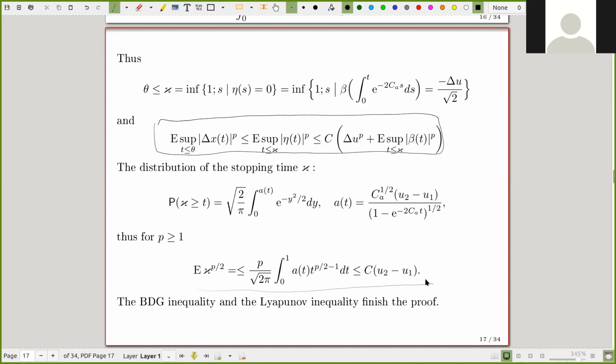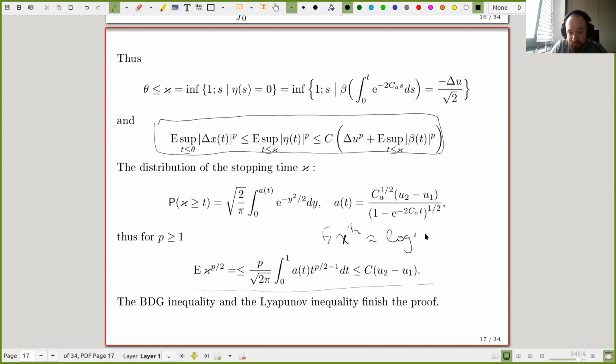This is a rough estimate, but it will be sufficient for our needs, because the iterated logarithm comes not from the roughness of this estimate, but from the method used to prove the main result. So of course, for instance, the expectation of kappa to the power 1/2 is like the logarithm of delta, u minus per delta. So it's much smaller than delta to the power 1/2. But it's sufficient for us.